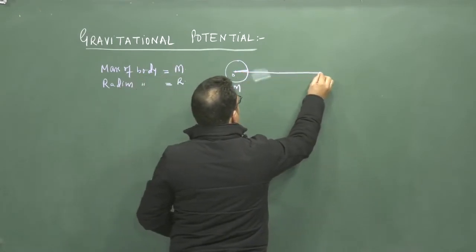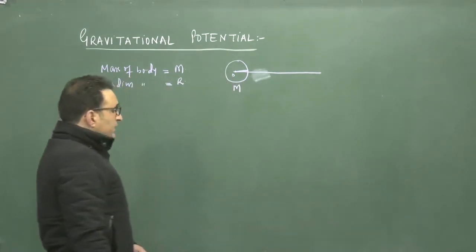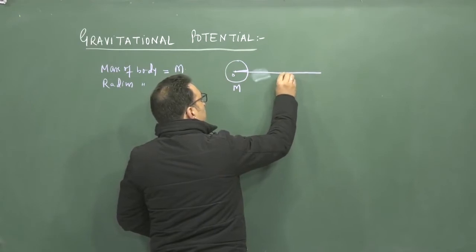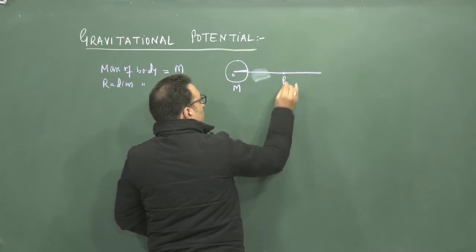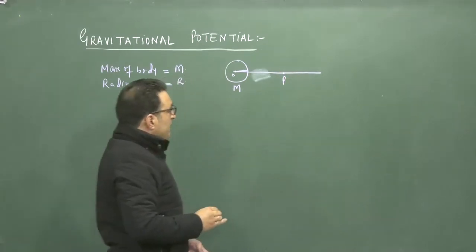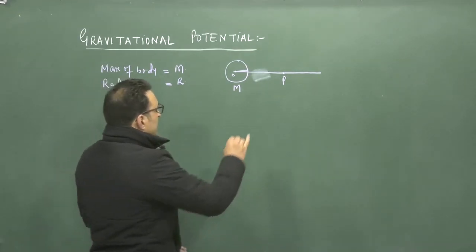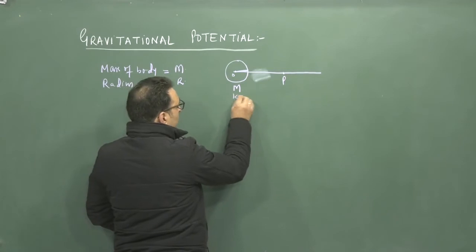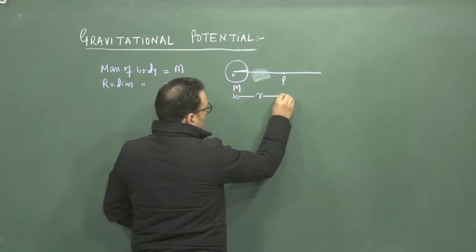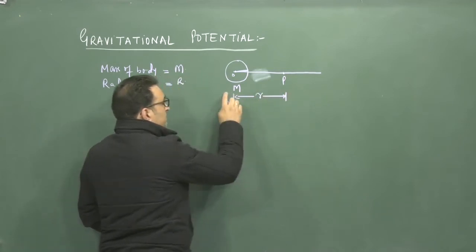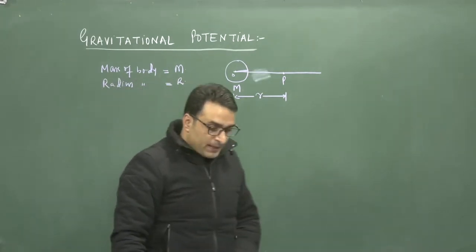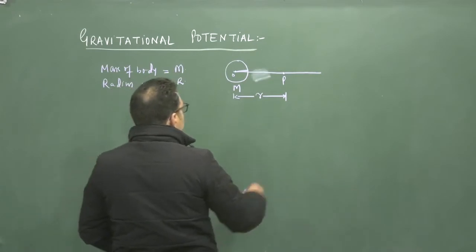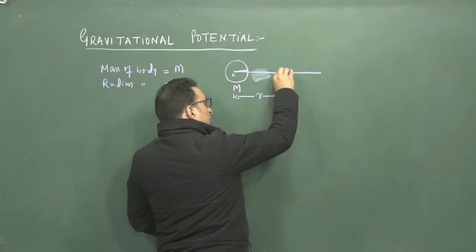Let me extend this line and take a point P on the straight line such that this point P is at a distance of r from the center of the mass capital M. Now let me define the gravitational potential at point P.